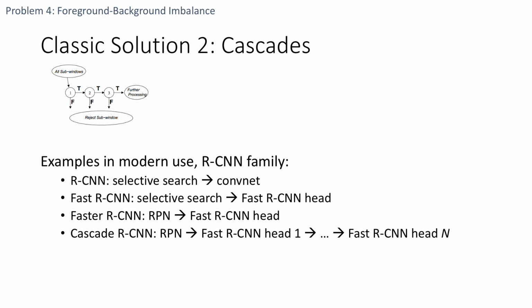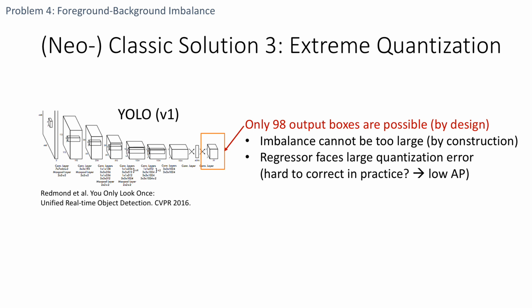This classic solution was made famous in the pre-modern deep learning era by the 2001 paper from Viola and Jones. Now, in the modern deep learning era, it continues to see extensive use. Examples include the RCNN family of models. A third approach to imbalance is also worth mentioning. In this approach, the quantization is extremely aggressive, so that by design, there are not many output boxes.